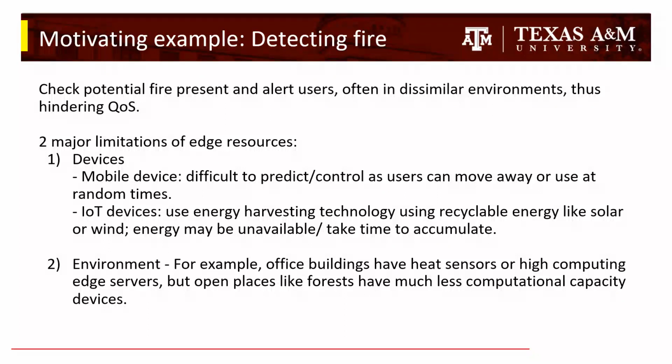One more example is to detect potential fire present in dissimilar environments. This has two major limitations of edge resources. Firstly, which is dependent on devices, and secondly, on the environment. Let's consider a mobile device, and it is difficult to predict or control this resource because the users can move away or use the devices at very random times. Or the second one, that is environment, let's say for example, an office building can have heat sensors or higher computing edge servers, but places like forest can have very limited energy sources and less computing capacity.